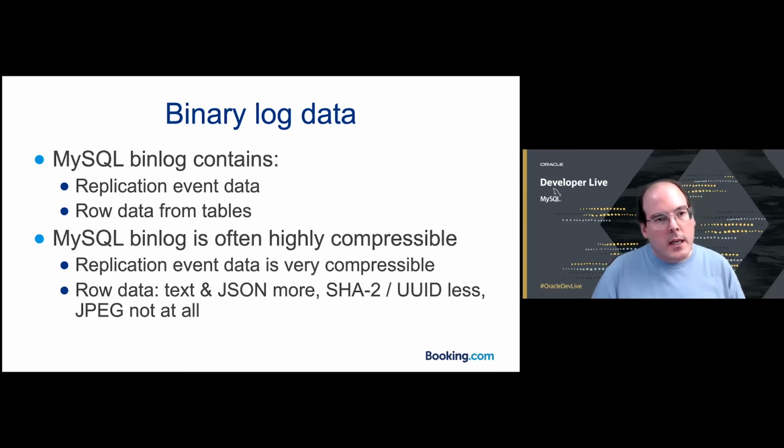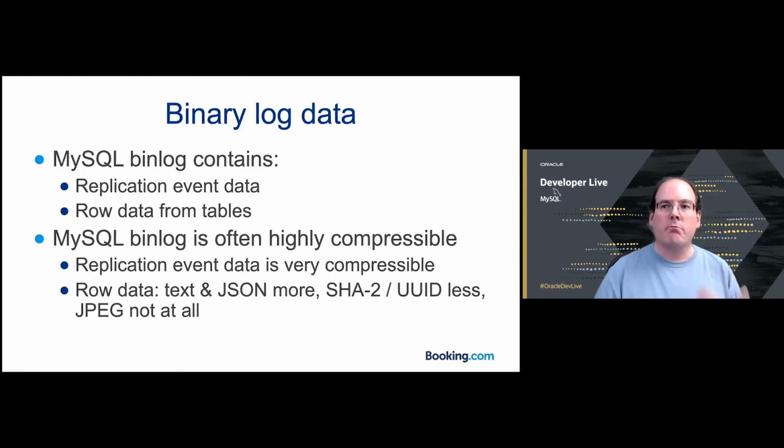The binary log contains replication event data, which is like which table was modified, the time, who did it, the transaction ID, and all that sort of thing. And then it contains actual row data from the tables, what was changed, what was inserted. And the replication event data is very compressible. The binary log protocol is quite chatty, quite verbose. If you take your database and you run mysqlbinlog on one of the binlog files, you can see there's an awful lot of repeated data in there. And that is all very compressible, compresses extremely well.